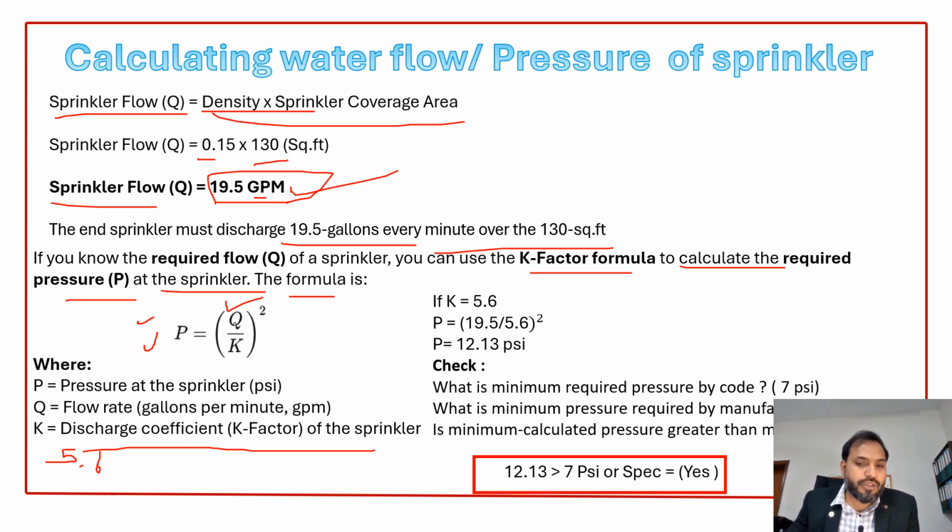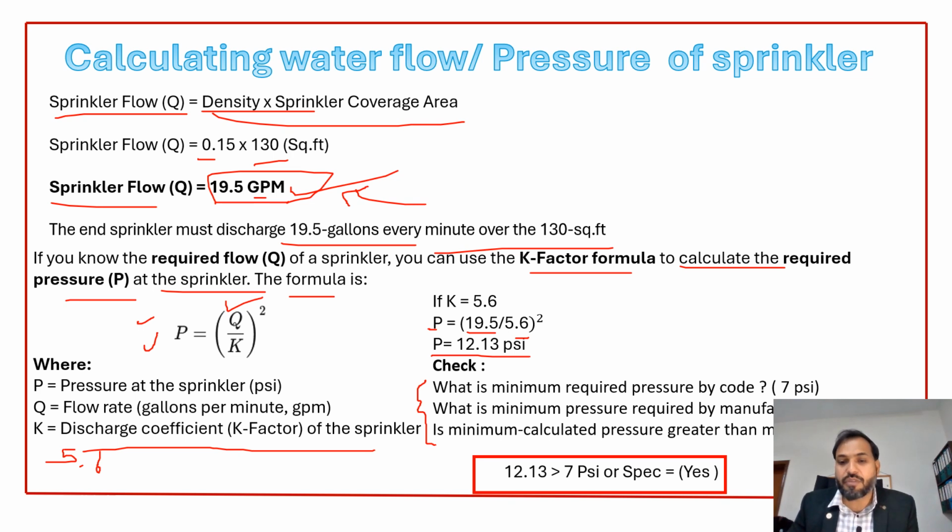So if we put the values in the equation, Q is 19.5, which is the flow, divided by the 5.6 K factor, whole squared. The answer is 12.13 PSI. This is the pressure requirement. Firstly, we should check three main points to see whether our answer is okay, yes or no. For this, we have to check three points.